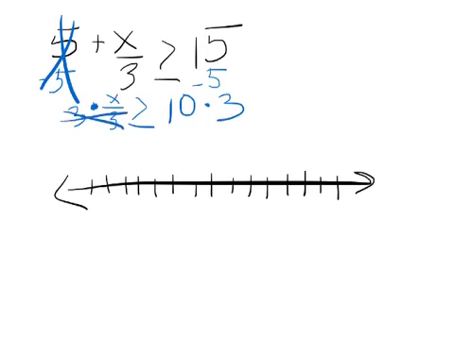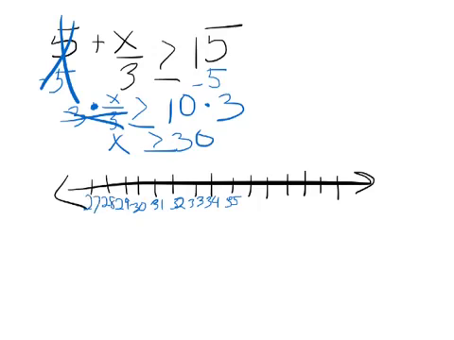It cancels out. Remember, every single step we want to cancel something out. And 10 times 3 is a weird looking 30. So x is greater than or equal to 30. I'm going to put 30 way down here. 32, 33, 34, 35, 29, 28, 27.